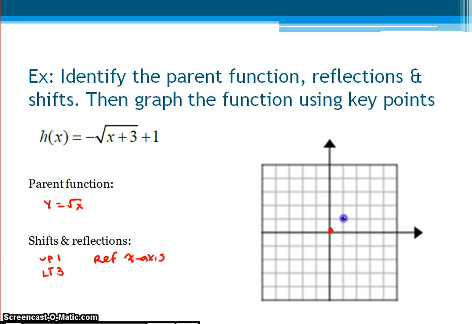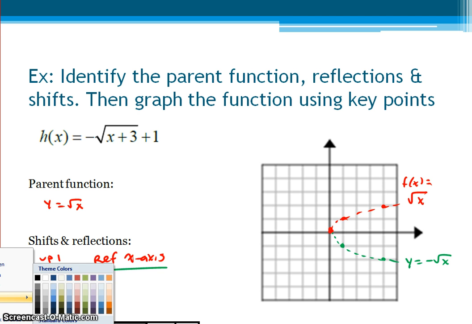Okay, so I'm going to draw in the base function for the square root. So here's my base function. It goes through those key points. This is just square root of x. Okay, and then we're going to reflect it across the x-axis. That would be the next step. So when we reflect it across the x-axis, my points just reflect down, and this would be another function, y equals negative square root of x, and then we're going to do our shifts.